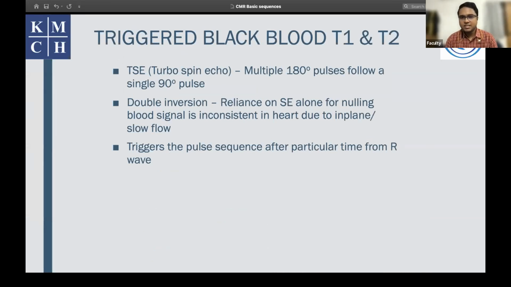So this is about the basics of the cine sequences, the various techniques of cine sequences, and the basic physics that we can modify a little bit to get good quality images.